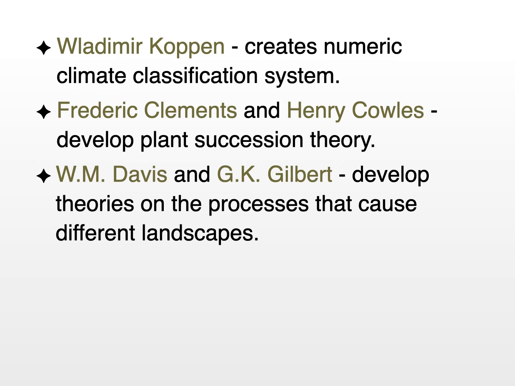Three other important contributions to physical geography near the end of this period include Vladimir Köppen and his work on climate classification, the development of a theory of plant succession by Frederick Clements and Henry Cowles, and William Davis and G.K. Gilbert developed theories to explain why different landscapes occur on the Earth's surface.